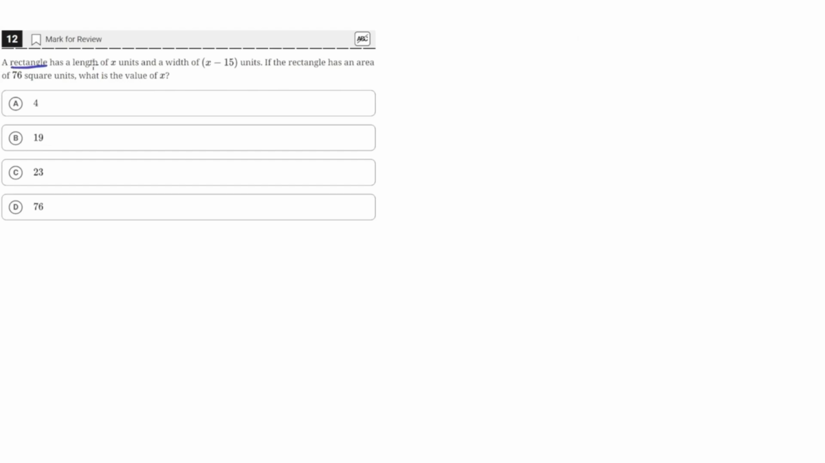A rectangle has a length of x units and a width of x minus 15 units. If the rectangle has an area of 76 square units, what is the value of x?